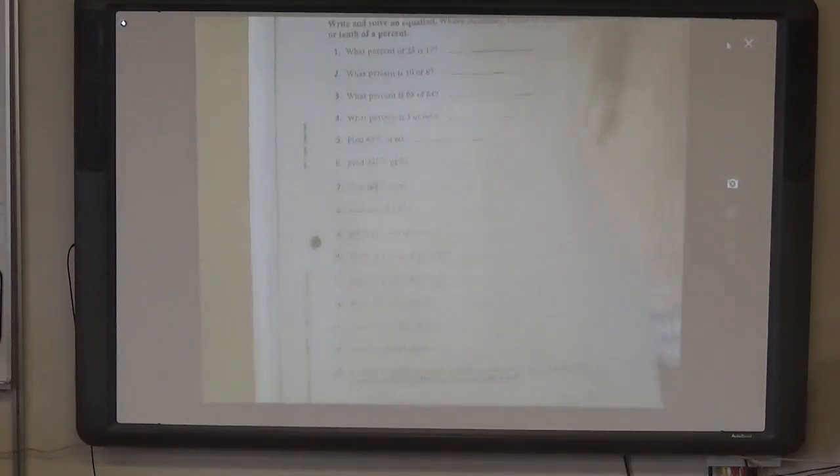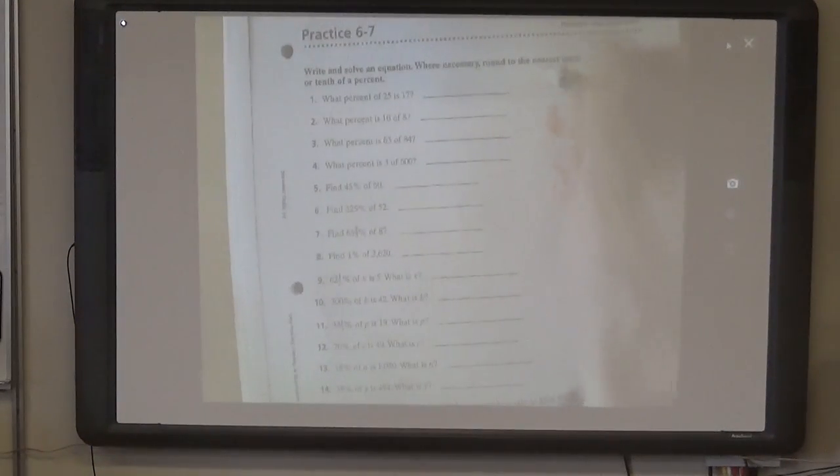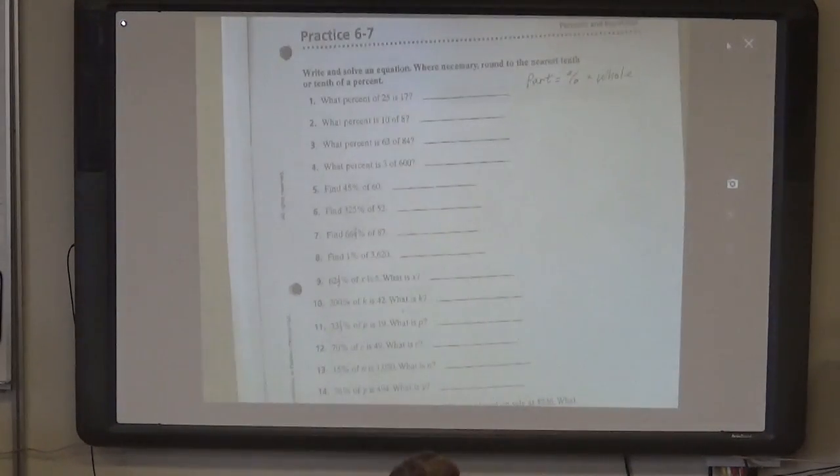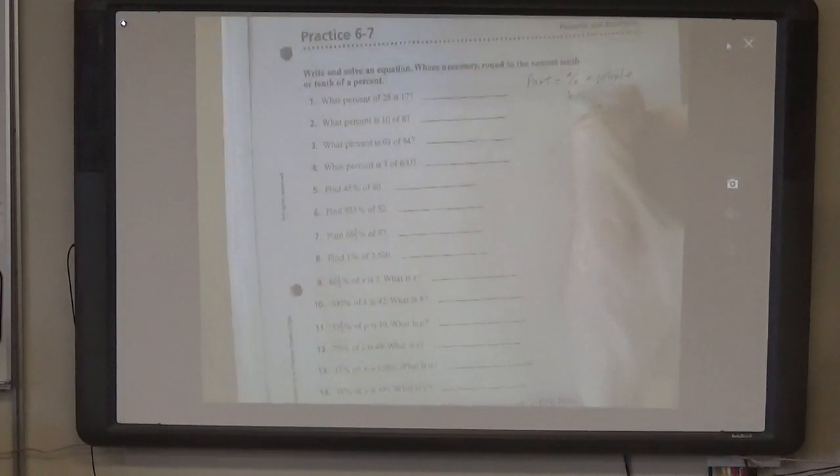So, number 1, we're going to use the equation part equals the percent times the whole. So everybody write that at the top, that the part is equal to the percent times the whole. Remember, the percent has to be written first as a decimal. So we change the percent to a decimal, and then multiply it times the whole.